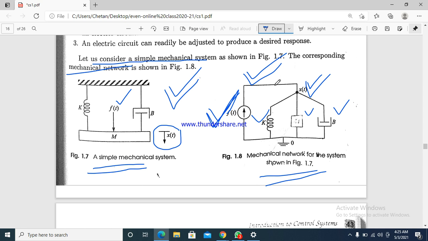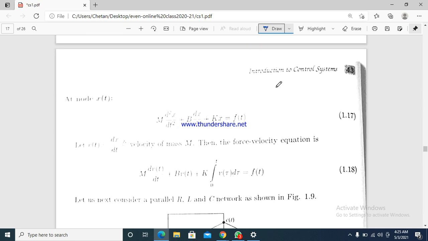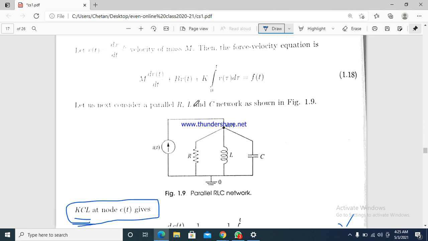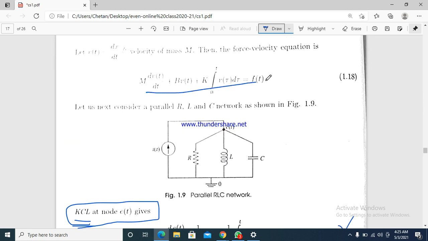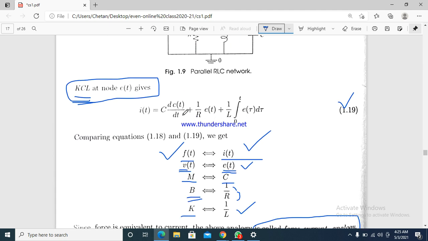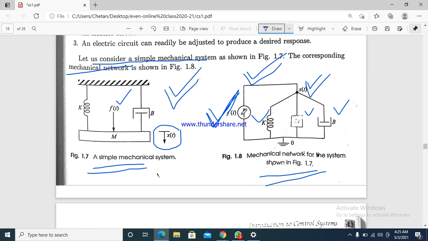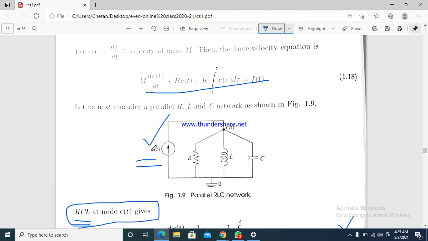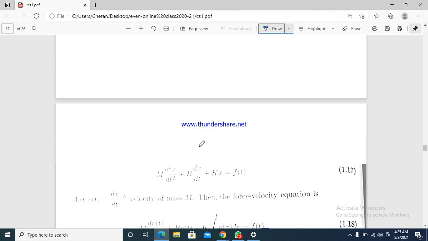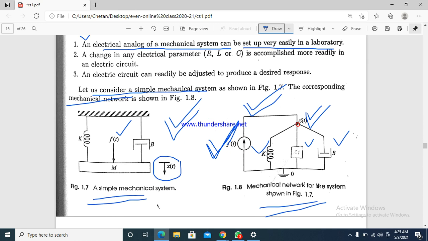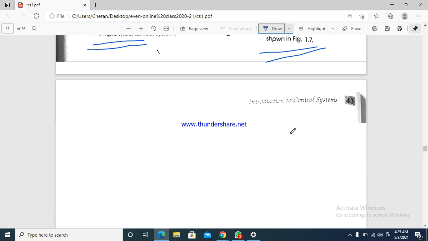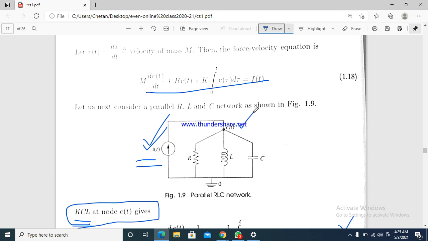Analogous network means what? First I will write down the expression like this. Here I have written the expression. Here I will write down the analogous network. In place of force F of T, you have written I of T. Actually F of T means what? It is like a current source, right? So I have written F of T by current source. Next what you have? You have the node. Fine. This node is what? X of T. This can be represented by E of T.